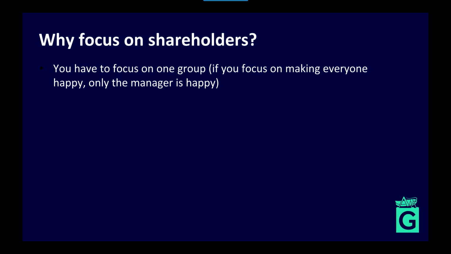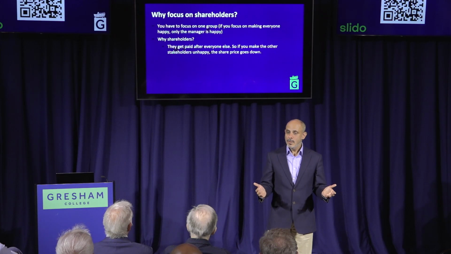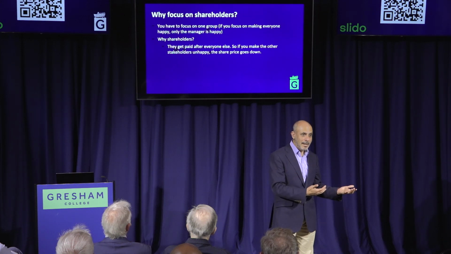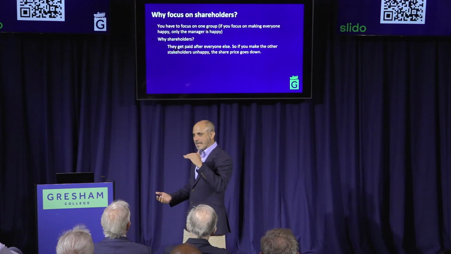And why shareholders? The answer is simple. Well, they get paid after everybody else. They are the last to be paid. So in other words, if you make, for example, the workers unhappy, they don't work hard for you, and you end up with a lower share price. If you treat your suppliers badly, they don't give you good products, you end up with a lower share price. The key is the shareholders are paid at the end.